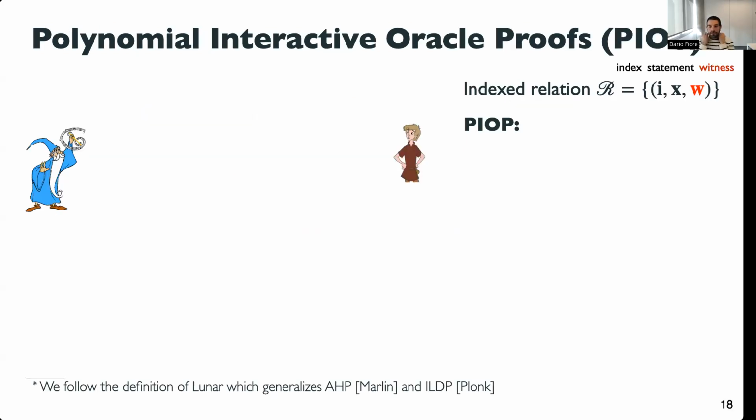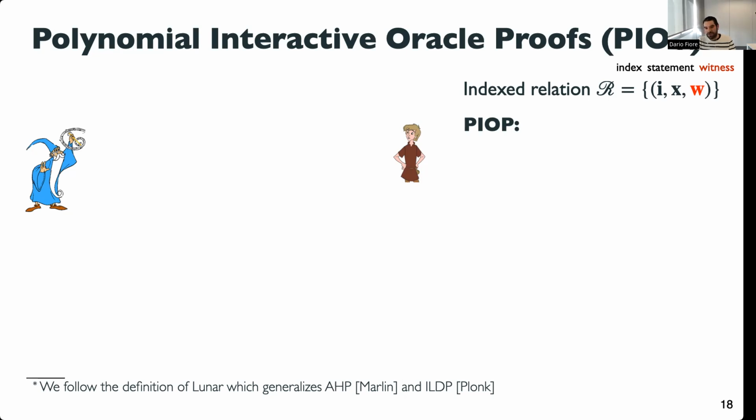All right, so polynomial interactive oracle proofs are an information theoretic proof system. Precisely, I should have said polynomial holographic interactive oracle proofs. It's a proof system for index relations. These are essentially NP relations in which the relation consists of three elements: an index, a statement, and a witness. You can think that the index is like an index of a relation, so it's a way to model so-called universal relations.